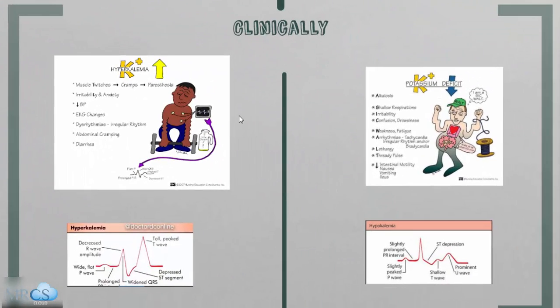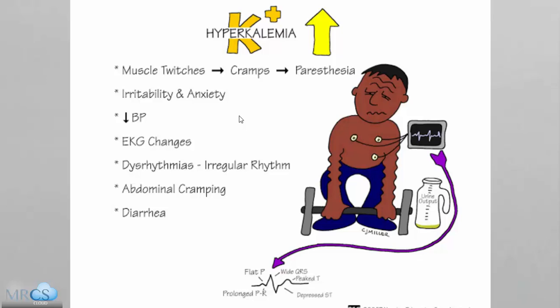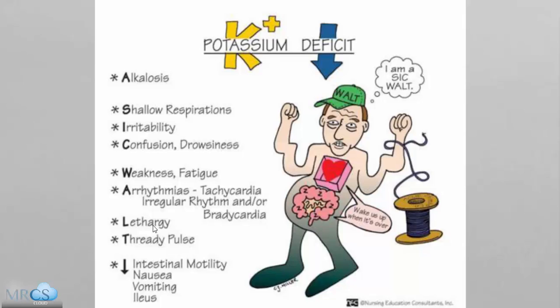That makes us go to the clinical symptoms of hyperkalemia and hypokalemia, and the ECG changes are very important as well. The patient with hyperkalemia will have muscle twitches and cramps, paresthesia, irritability and anxiety, dysarthria, abdominal cramping and diarrhea. On the other hand, in hypokalemia, we will have alkalosis, shallow respiration, irritability, confusion and weakness, and intestinal motility will be increased with nausea and vomiting.